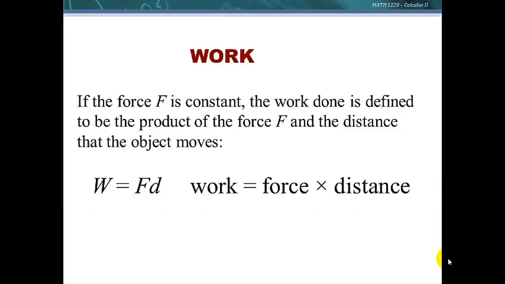Let's talk about work. Now, you learned in trig that if the force F is constant, the work done is defined by the product of the force and the distance that an object moves. So work is force times distance.